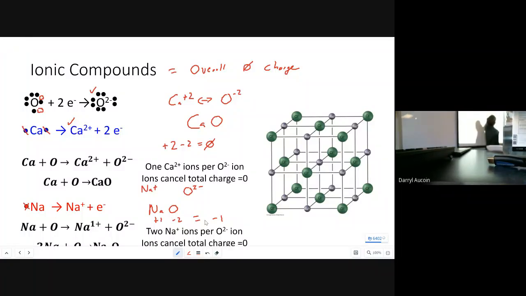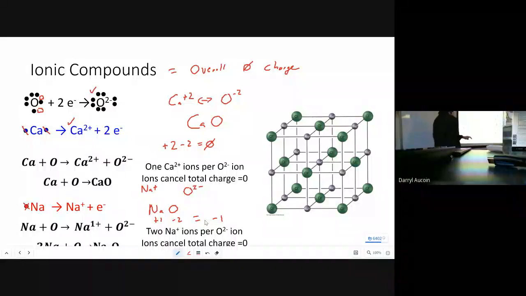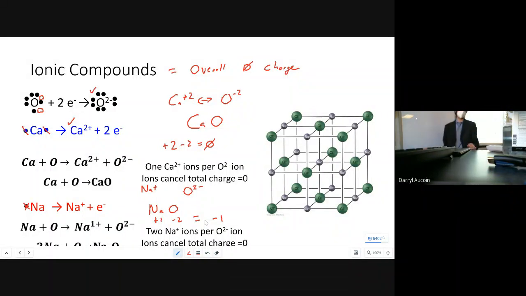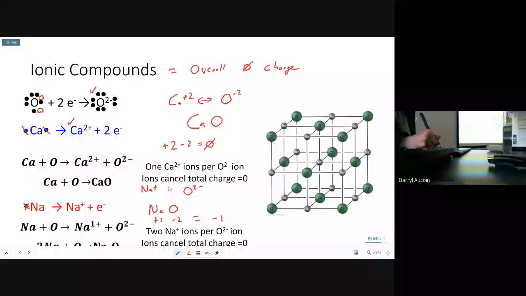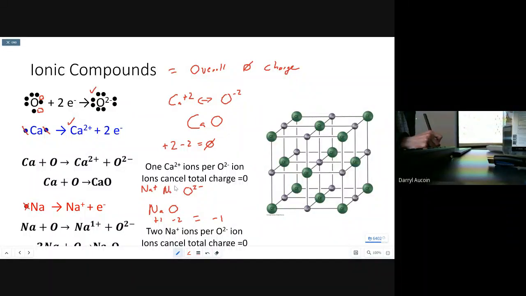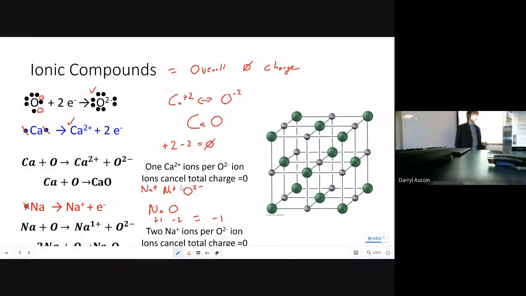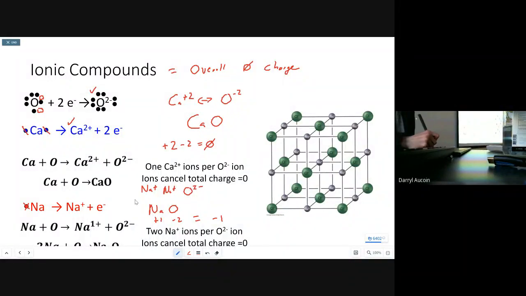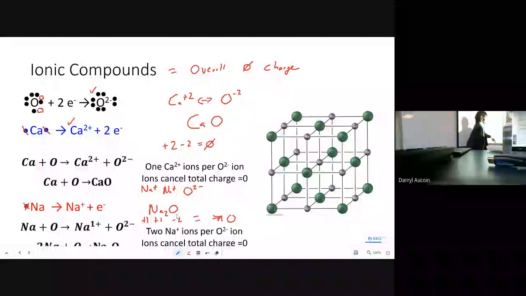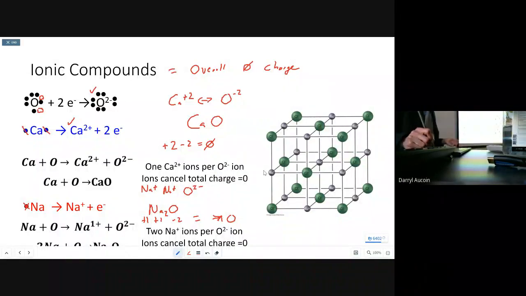We have to have an overall charge of 0, but we can get to that still, because rather than having 1 sodium with a +1, what if we put in 2? We could have 2 sodiums here. So we'll put another sodium there, and now you have 2 +1s and a -2, and now it does equal 0. So we have 2 +1s and a -2, and that gives us an overall 0 charge. So rather than having NaO, you'd have Na2O. You have 2 sodiums, 1 oxygen, and an overall 0 charge.